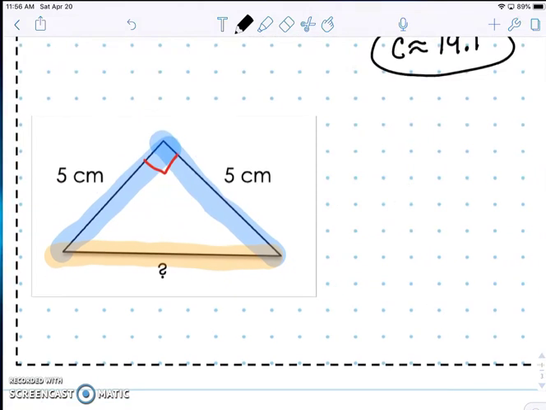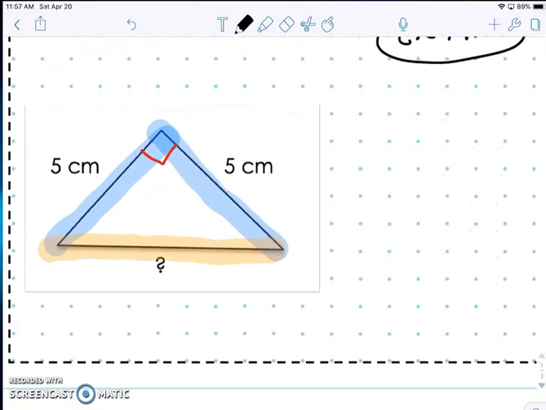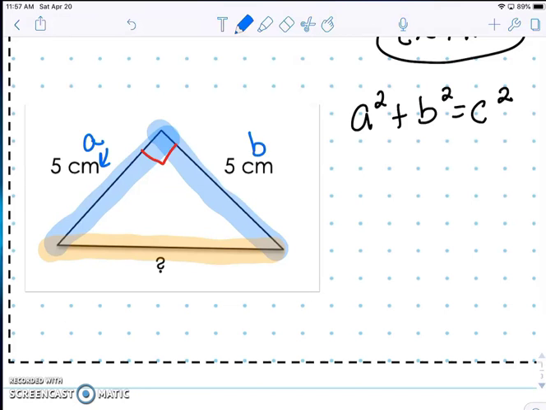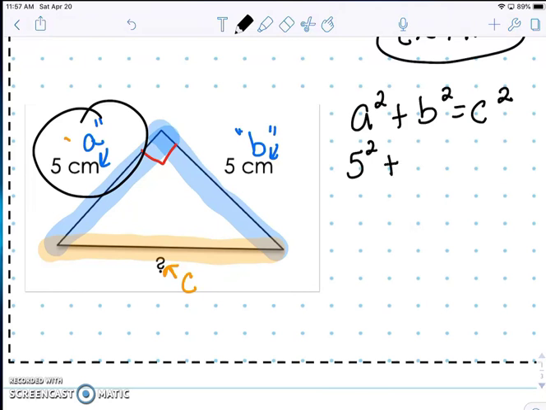So go ahead and scroll down and let's look at this one. So I'm going to start with just copying down this formula. The more that I write it down, the better I'm going to be. Okay? So let's look here. I have A, I have B right here. I guess I don't really need those quotes. That's okay. And I have C down here. I am going to start by substituting in. So I am going to replace my A, 5 squared, plus replace my B, 5 squared, equals c squared.